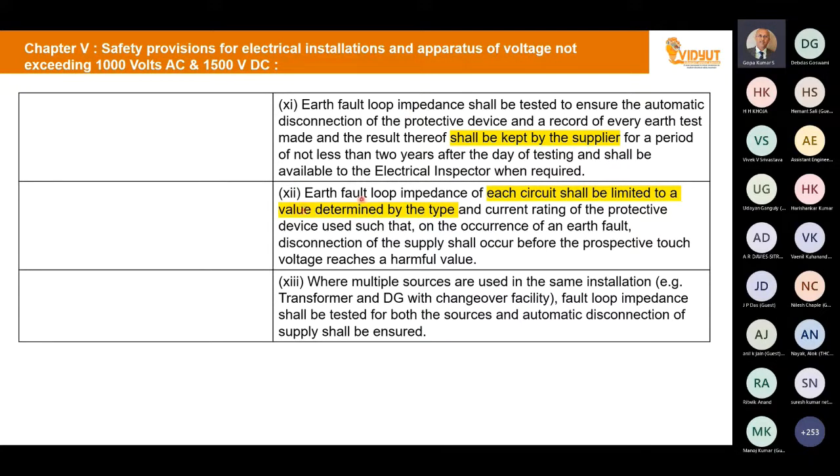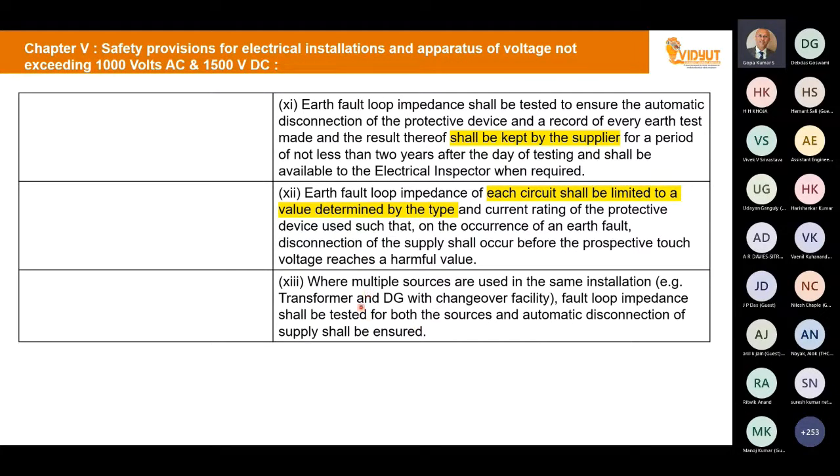Similarly, the second one: earth fault loop impedance of each circuit shall be limited to a value determined by the type and current rating of the protective device. What does this mean? The consumer, the user of electricity, either the chartered electrical engineer or whoever, should ensure that these tests are carried out as a part of self-certification. So the supplier's responsibility is there, and the consumer's responsibility is there.